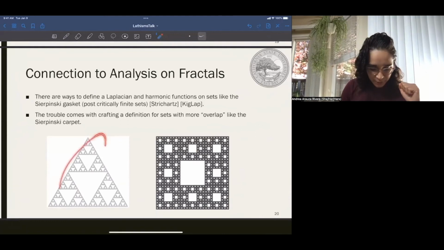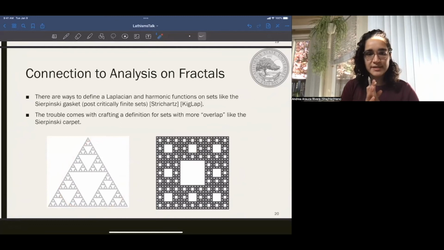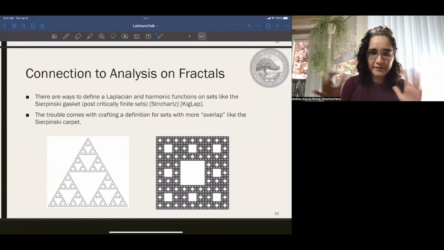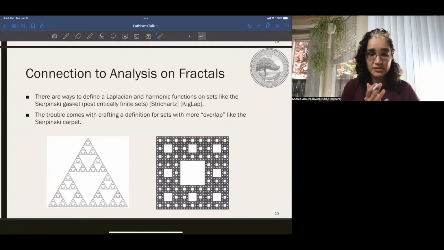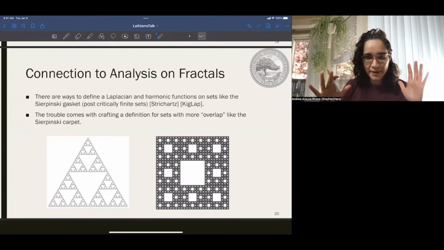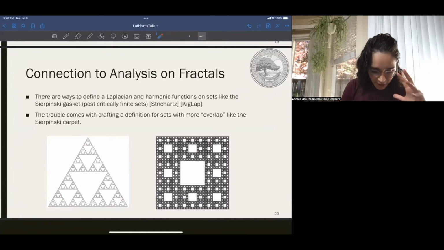So for something like the Sierpinski gasket, there's a way of defining a Laplacian on the Sierpinski gasket. There's a way of defining harmonic functions, and those two objects do similar things as the usual Laplacian and the usual harmonic functions. So there's a way of doing that for sets like this, and more generally for sets called post-critically finite sets.